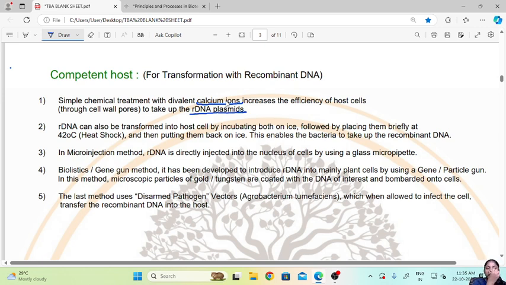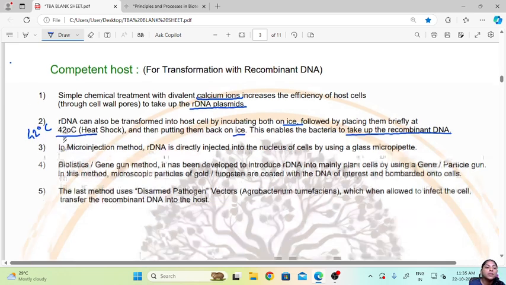Then another method is that the recombinant DNA can also be transformed into the host cell by incubating both the recombinant DNA as well as the host cell on ice first, followed by placing them briefly at heat shock, that is 42 degrees Celsius, and then putting them back on the ice. This change in temperature will help the bacteria to take up the recombinant DNA.